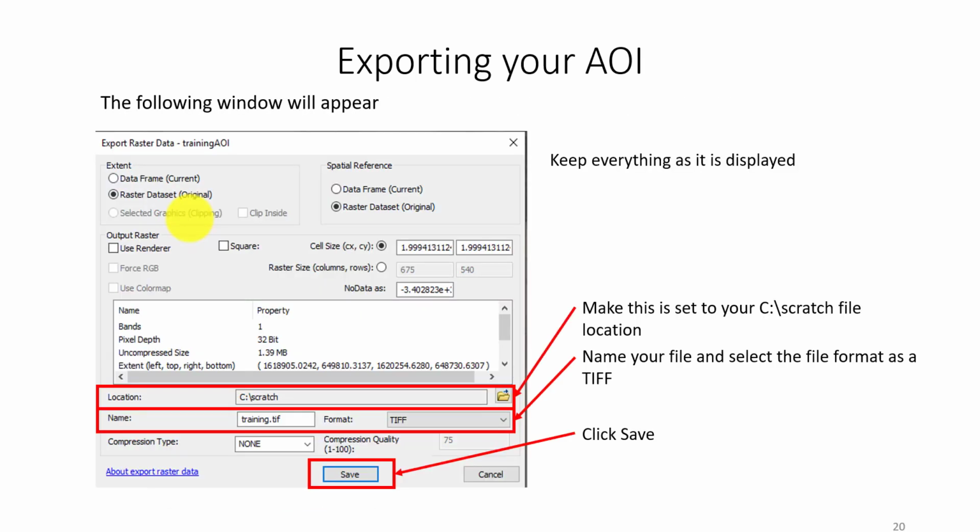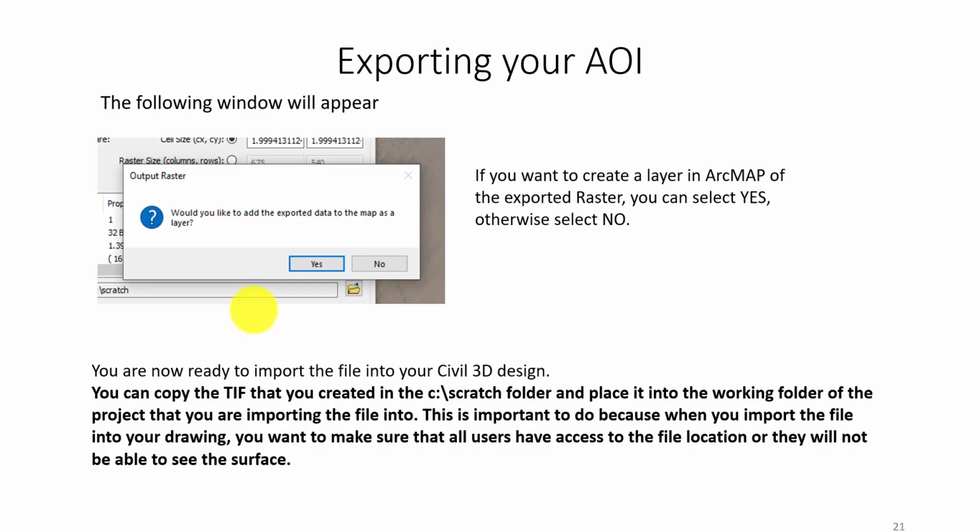The following window will appear. Keep everything as it is displayed here; it's basically the default. The two things you want to change, down at the bottom, are the location and the format. Change the location to C Scratch, then the name, and change the format to a TIFF file. Name it whatever you want. If it's a landowner's name, you can put that in there, whatever's easiest for you to remember. Go ahead and click Save.